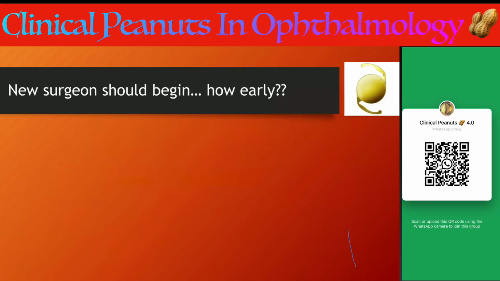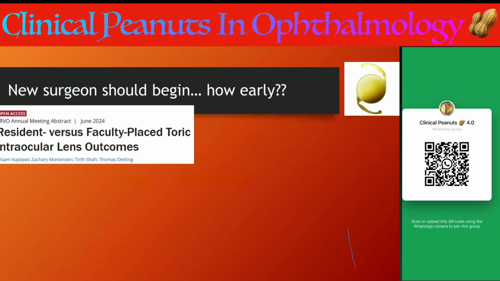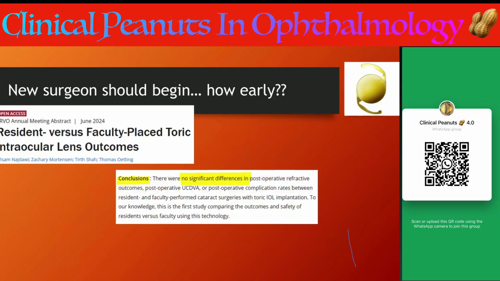So now the most important question is, new surgeons, when should they begin and how early should they start doing toric? The answer lies in one large study. They looked at the results with the resident versus the experienced faculty, and the result was good. There was no significant difference. So anyone should try to do toric. Those who are doing phaco surgeries should definitely try for toric.